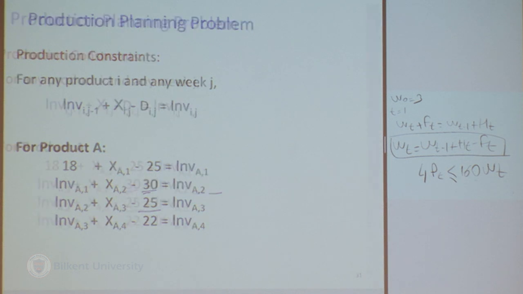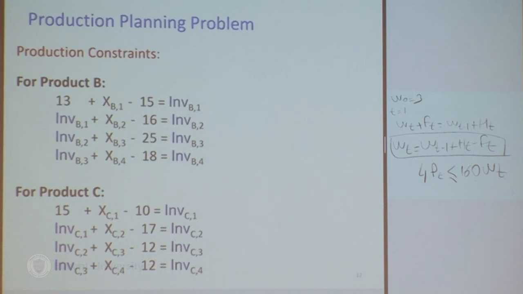This is just for product A. You do the same for B and C. This is just the open form of what I have written in terms of t's only. These are inventory balance constraints, production constraints. Clear? Was it too fast? Do you want me to go over it? I'm assuming it's clear, so I go on.